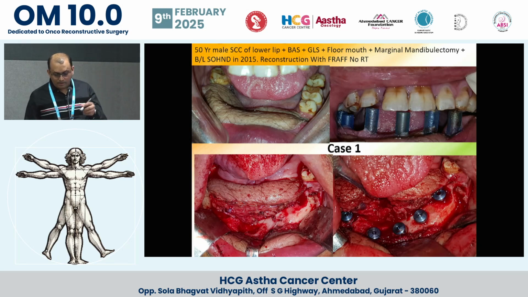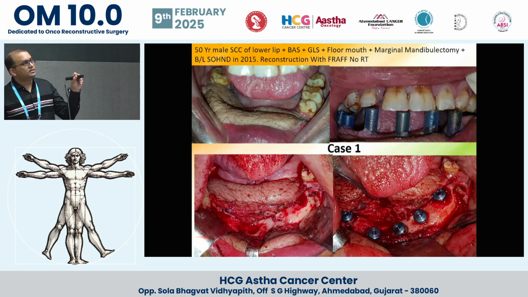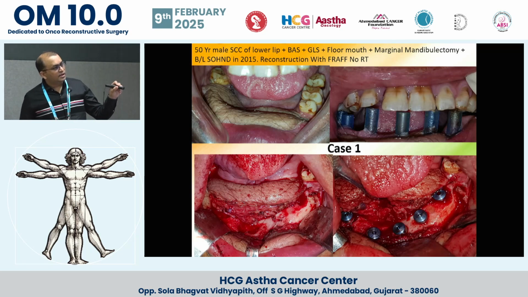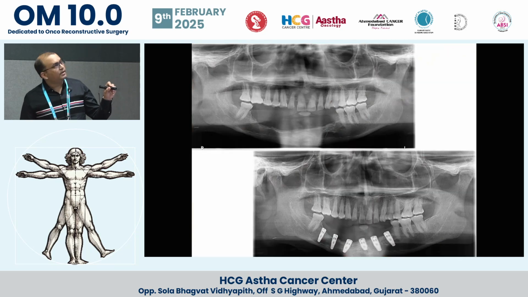So that time I used to make these kind of stents. This is nothing else but just refills of the ball pen to guide where my implant angle should be. And this is how debulking was done: exposure and then placement of implants. So this is the marginal mandibulectomy area. These are the implants placed.